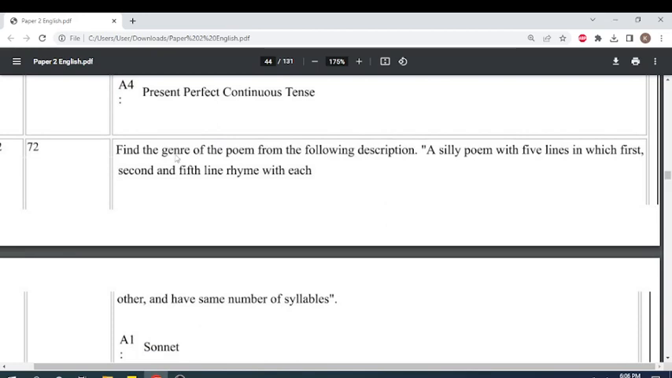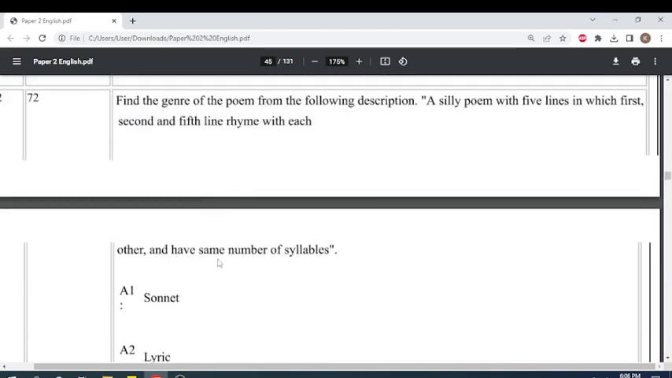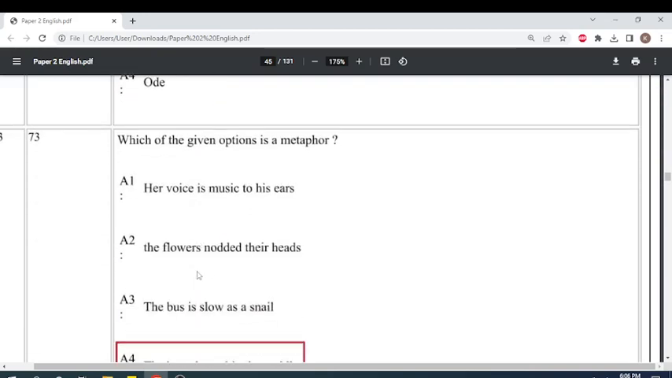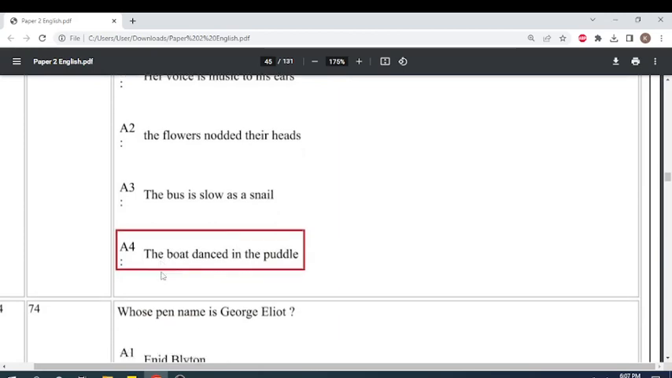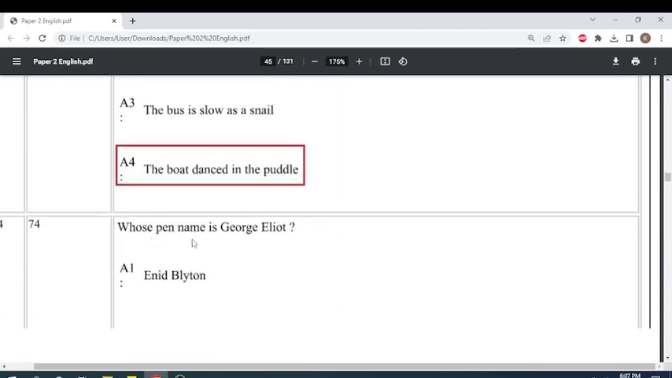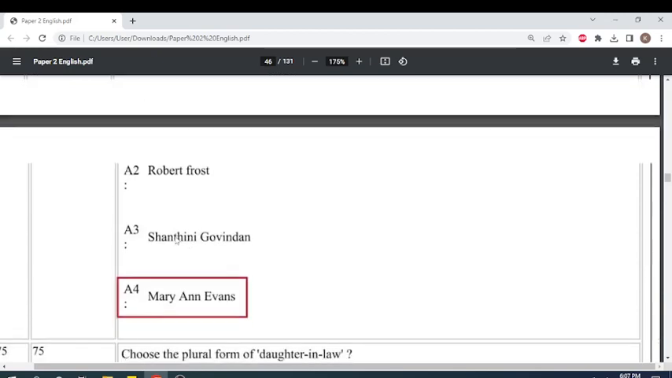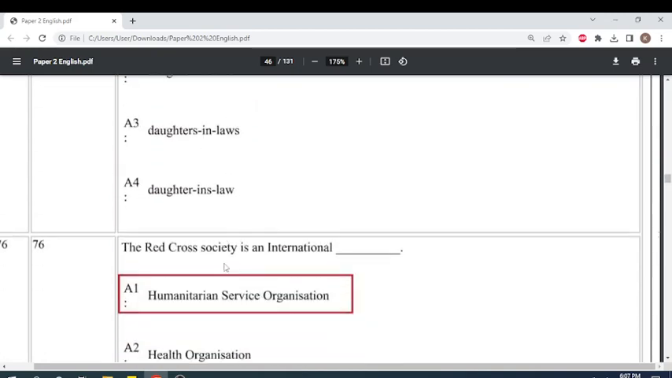72. Find the genre of the poem from the following description. A silly poem with 5 lines in which the first, second and fifth lines rhyme with each other and have the same number of syllables. Answer: A3, limerick. 73. Which of the given options is a metaphor? Answer: A4, the boat danced in the puddle. 74. Whose pen name is George Eliot? Answer: A4, Mary Ann Evans. 75. Choose the plural form of daughter-in-law. Answer: A1, daughters-in-law.